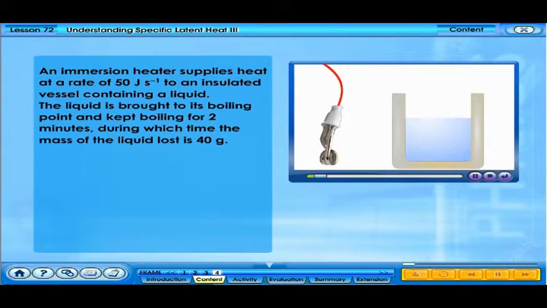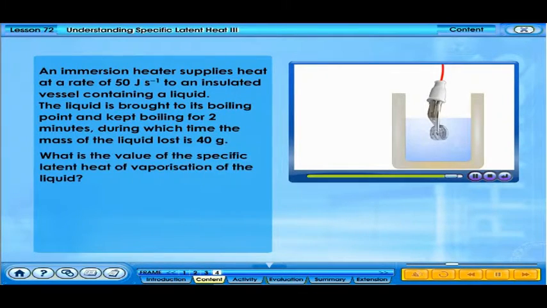An immersion heater supplies heat at a rate of 50 joules per second to an insulated vessel containing a liquid. The liquid is brought to its boiling point and kept boiling for 2 minutes, during which time the mass of the liquid lost is 40 grams. What is the value of the specific latent heat of vaporization of the liquid?